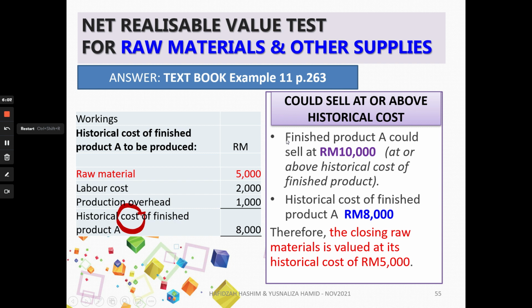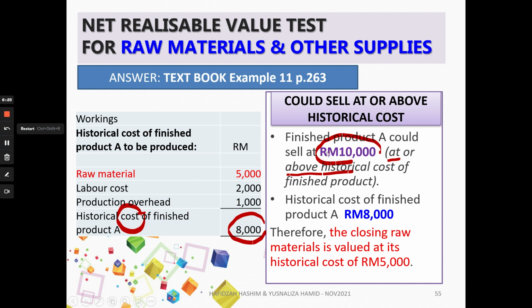So according to the MFRS, the historical cost was 8,000. Now the next task is to find out the selling price of product A. Here it is informed that it could be sold off at 10,000, which means that this is at or above historical cost. The historical cost was 8,000 and you are selling at 10,000. Therefore, the historical cost of finished product A is 8,000.